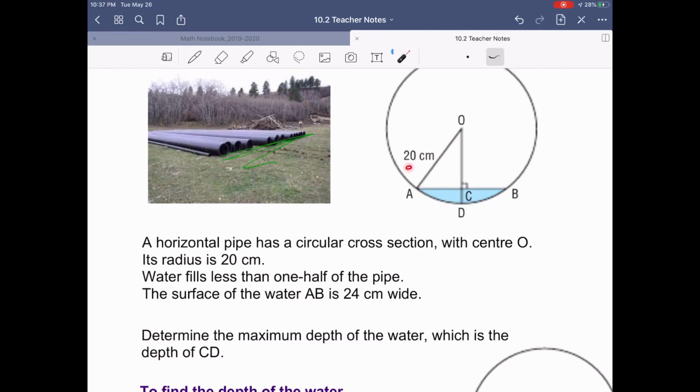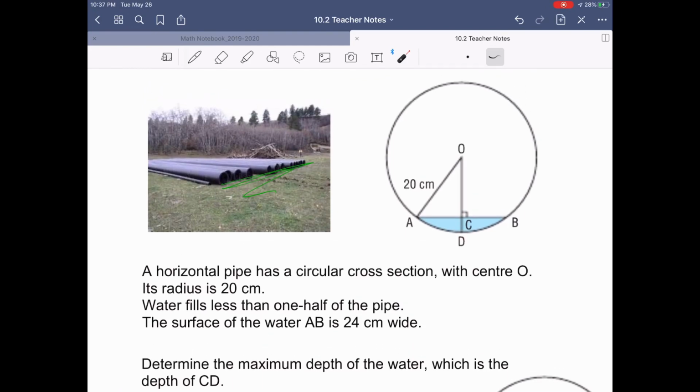Its radius is 20 centimeters, and then it says water fills less than 1/2 of the pipe. So there's like water on the bottom of the pipe, okay? The surface of the water from here to here, the surface of it is 24 centimeters wide. So this whole thing is 24 centimeters. Determine the depth of the water, which is the depth of C to D. Okay, so from here to here.